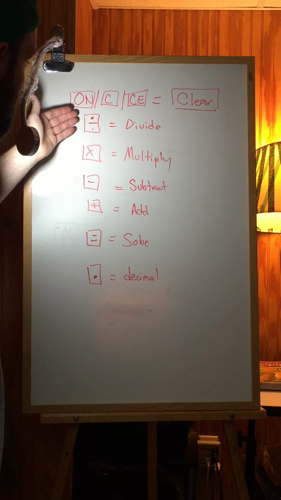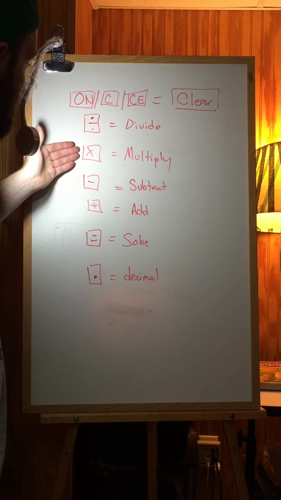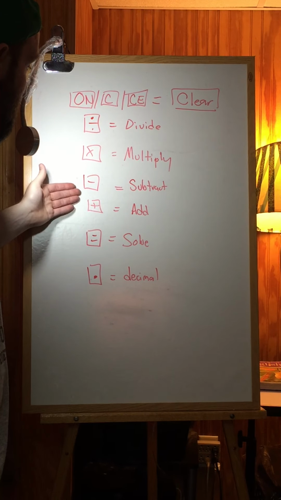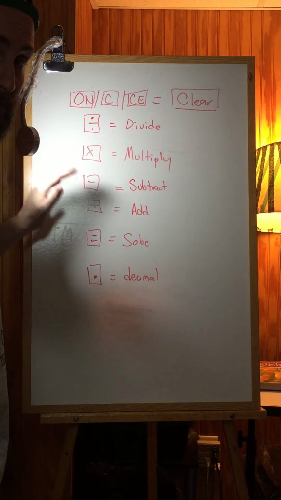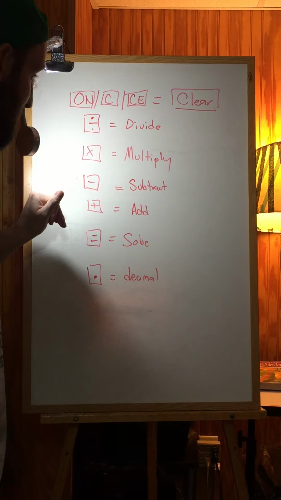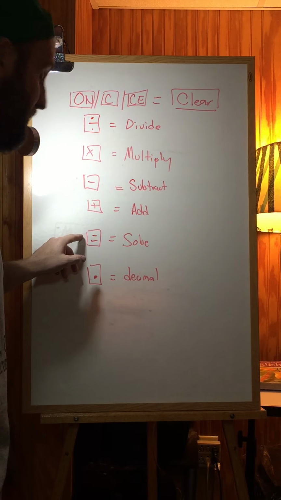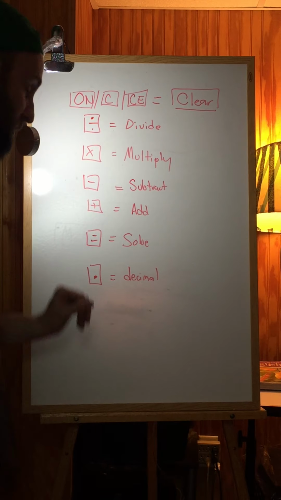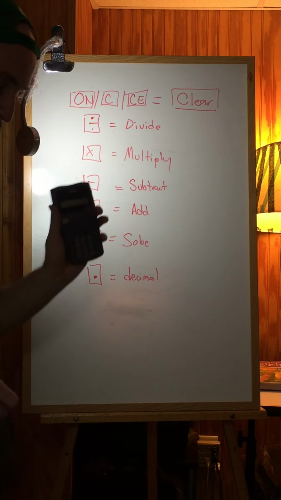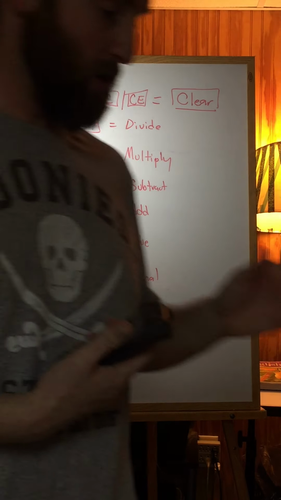So just like the symbols that we have when we do our physical problems on paper, we have our division symbol, our multiplication symbol, which is an X. Subtraction is that sideways minus sign. We got the plus sign. The equal means solve. And of course, there's the decimal. You want to make sure that you use them and you know them right.